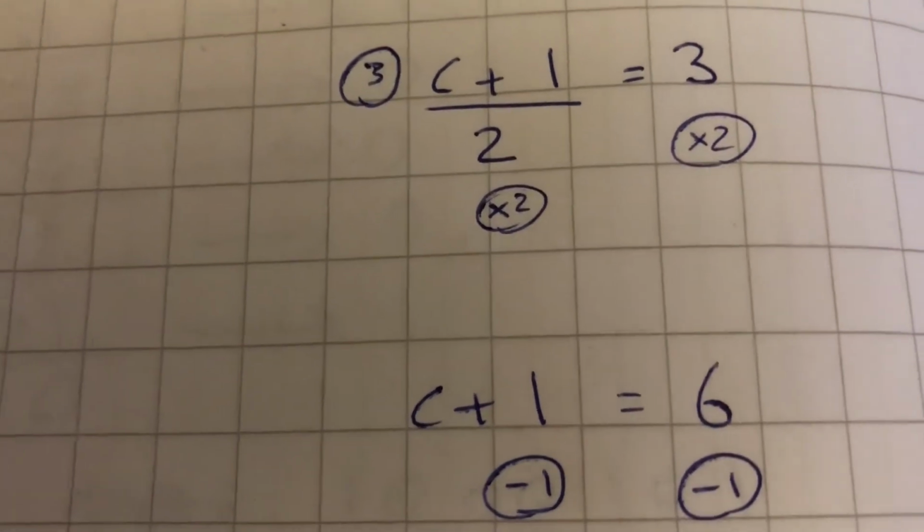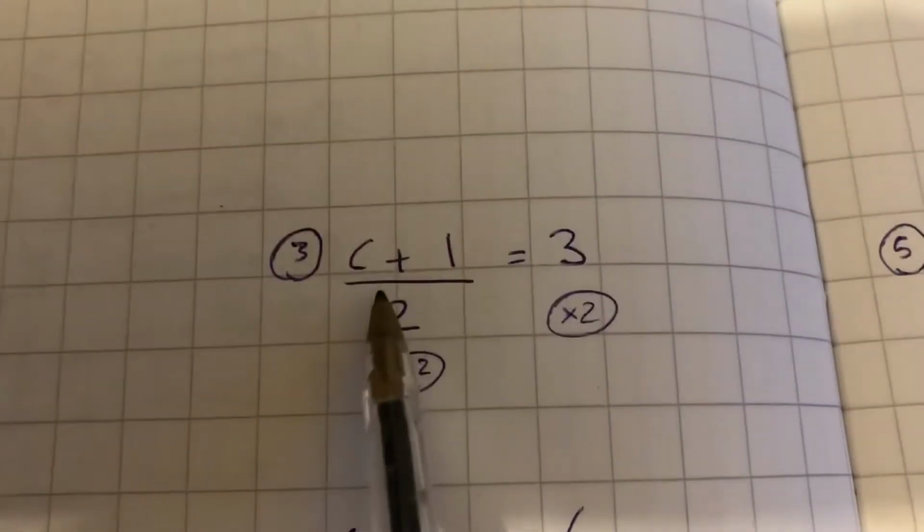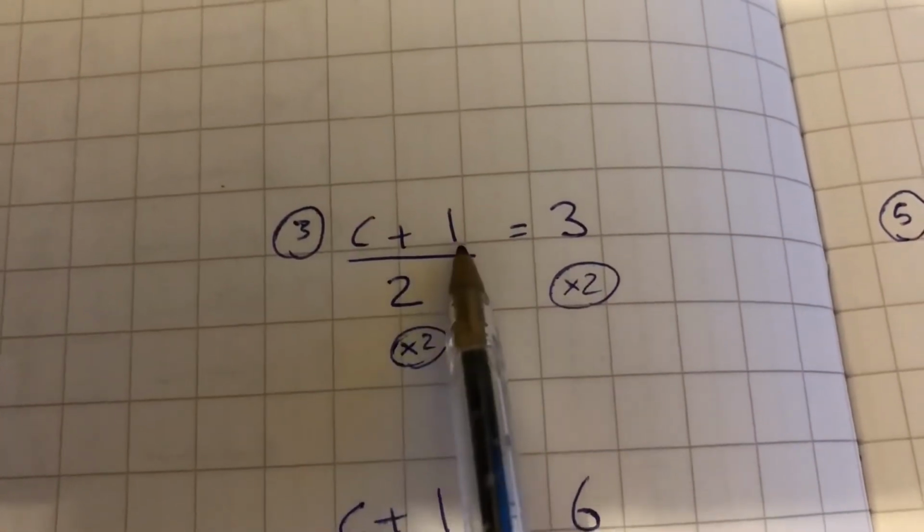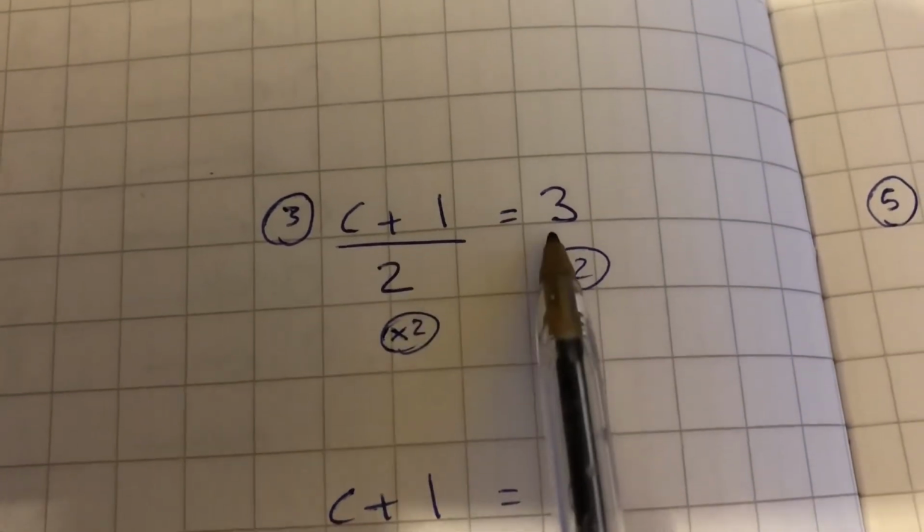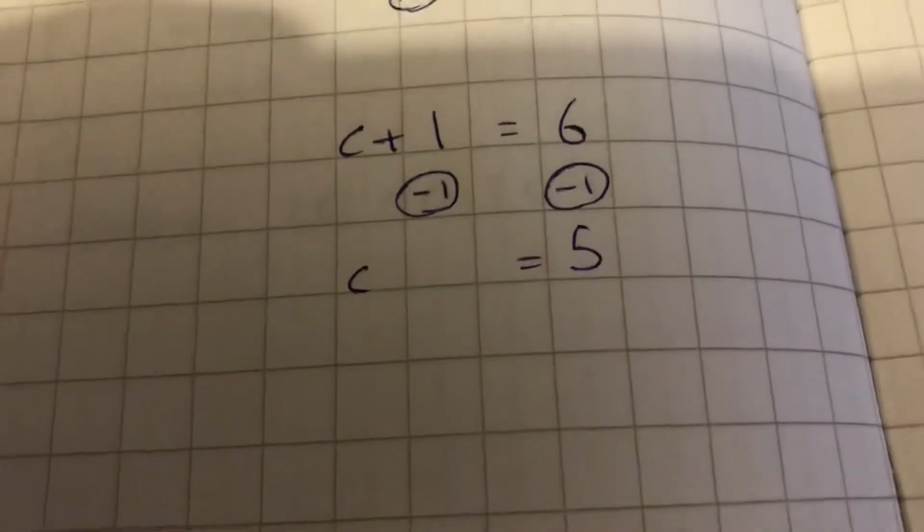And again, we can substitute our answer, c equals 5, back into the question. So 5 plus 1 is 6. 6 divided by 2 is in fact 3. So that makes perfect sense.